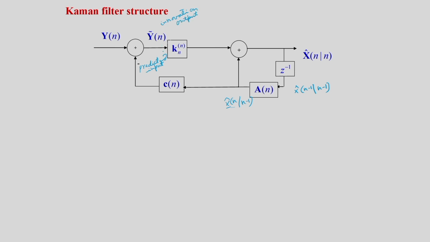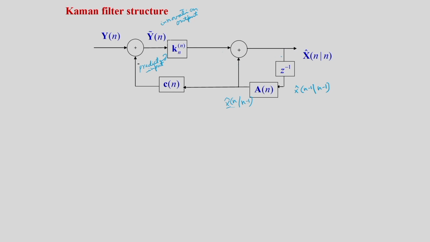And this innovation output is scaled by the Kalman gain, and this part is the correction term, and this correction term will be added to the predicted value. So, x hat n given n minus 1 plus this value, that is Kn times y tilde n, will be added and we will get x hat n given n.